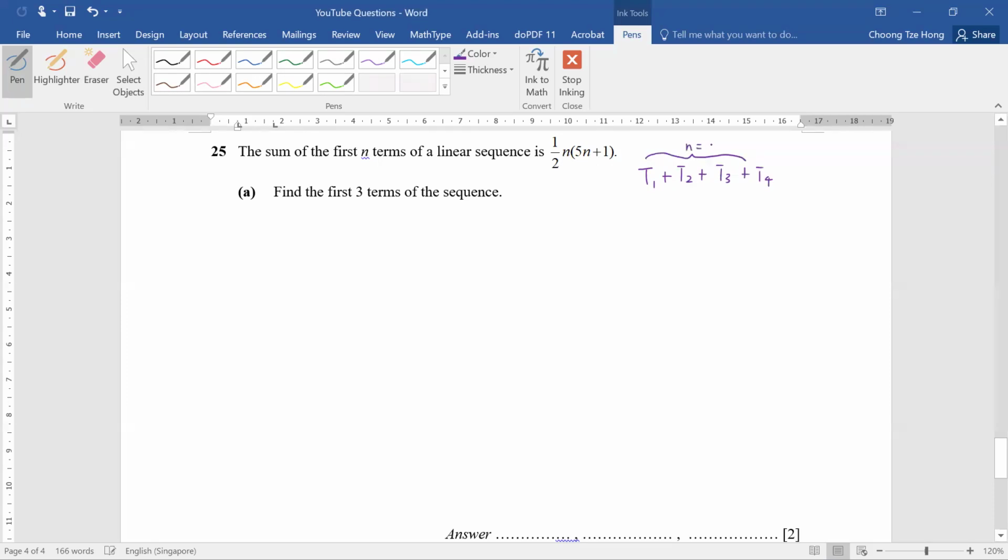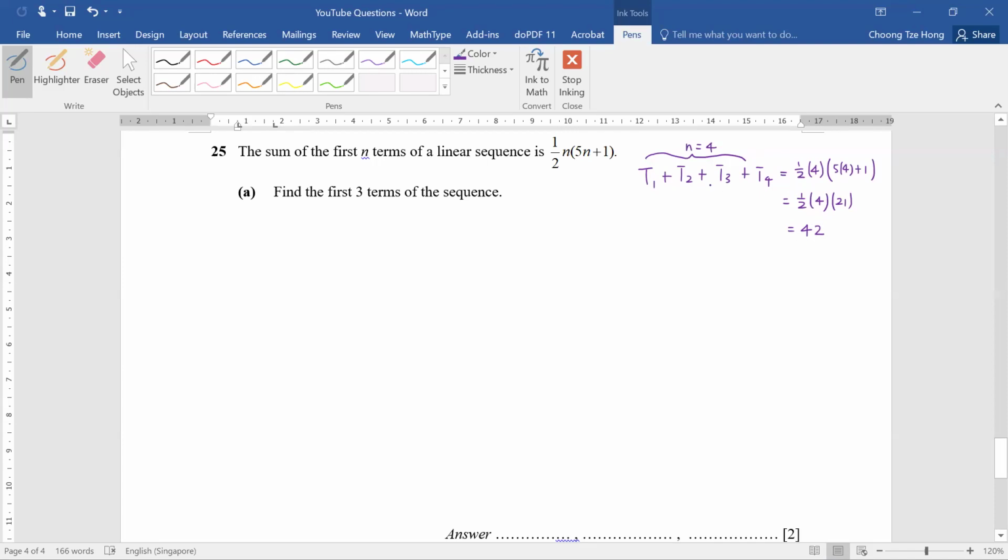So n will be equal to 4, because we are summing up the first four terms. The first four terms will give a sum of half times n times 5n plus 1. Since n is equal to 4, we substitute 4 into the formula: half times 4 times 5 times 4 plus 1. Half times 4 is 2, and 5 times 4 plus 1 gives us 21. 2 times 21 gives us 42. So the sum of the first four terms in this sequence is 42.